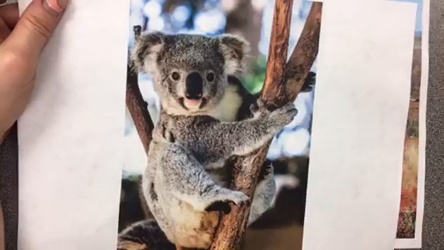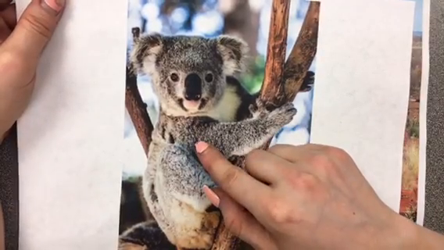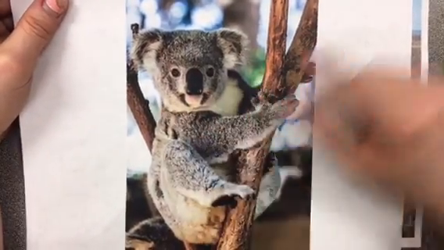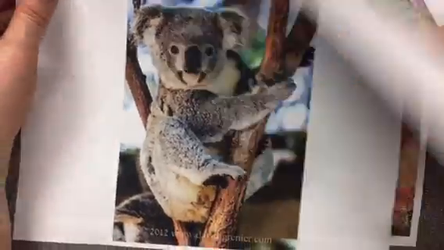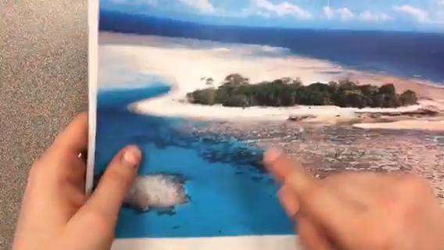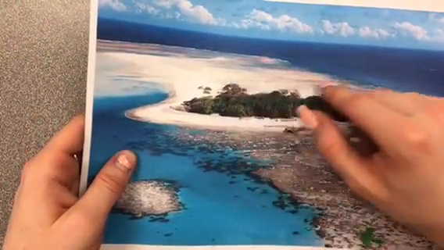So what they see in Australia are animals that are different than what we see in the United States, like koalas and lots of sea creatures because they live near the ocean, just like this picture right here. Lots of turtles and some snakes and different types of animals live in Australia.